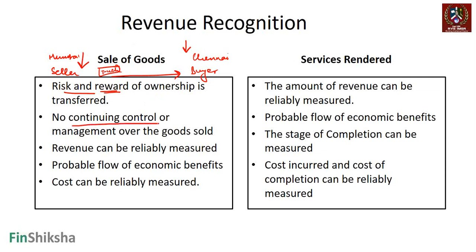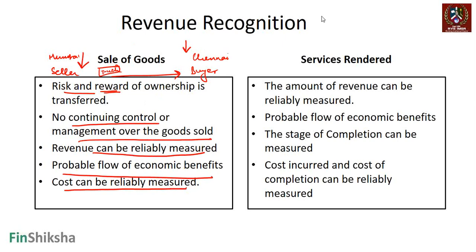Or when there's no continuing control or management of the goods sold, when I have given the goods out of my building and someone else has management of it, as the transportation could have been outsourced. Revenue can be reliably measured at that point of time. There is a probable flow of economic benefits, so I was giving the revenue and I get the cash at this point of time, or the cost can be reliably measured. In any of these cases, the sale of goods is considered done, right?